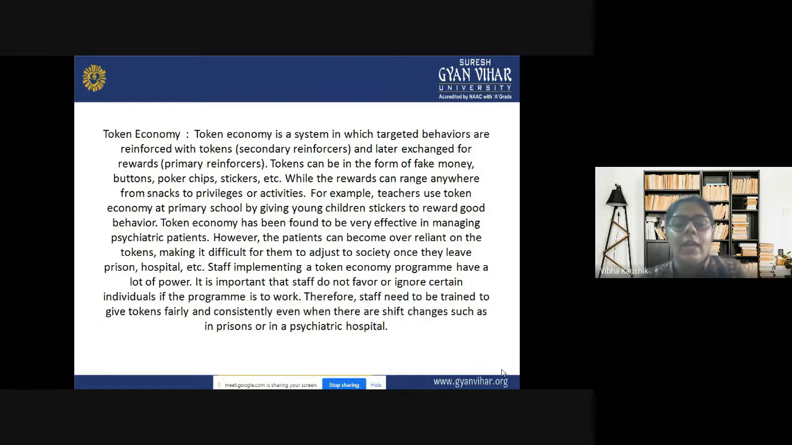Staff implementing a token economy program have a lot of power. It is important that staff do not favor or ignore certain individuals if the program is to work. Therefore, staff need to be trained to give tokens fairly and consistently, even when there are shift changes, such as in prison or in a psychiatric hospital.